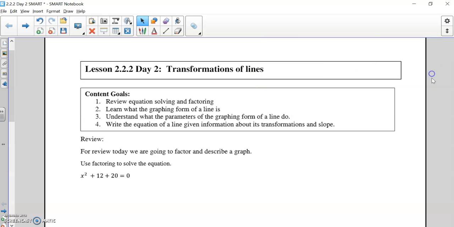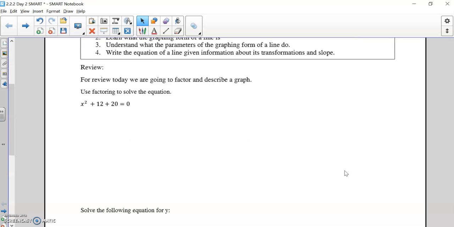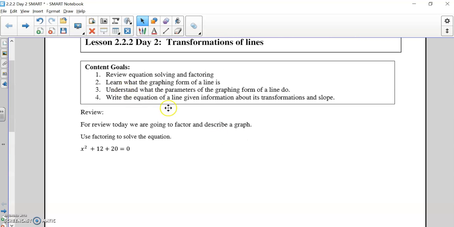We're going to continue working on transformations of lines today, and before that we're going to do a little bit of review just so this stuff stays fresh, and then we will get to writing the equation of a line given a graph.